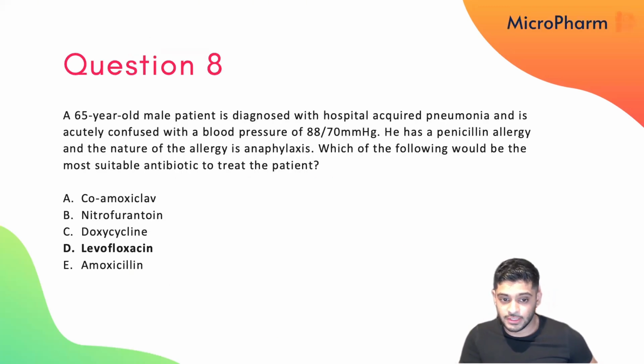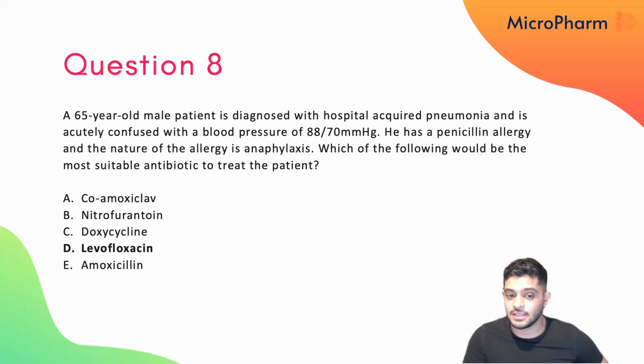And the reason for that is you've got co-amoxiclav, which you can't give because of the penicillin allergy, or amoxicillin. Nitrofurantoin will accumulate in the bladder. It's not what you need for a chest infection. So it's between doxycycline and levofloxacin. The patient's got severe signs and has to be treated with IV. Your only IV option is levofloxacin for this patient.